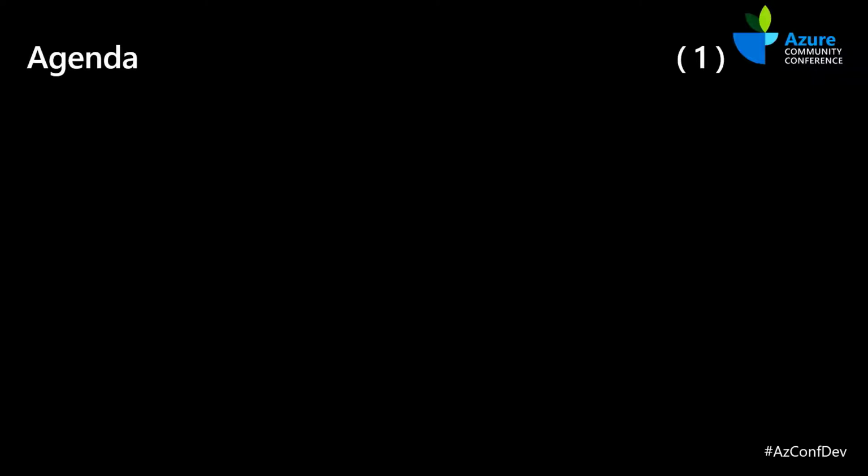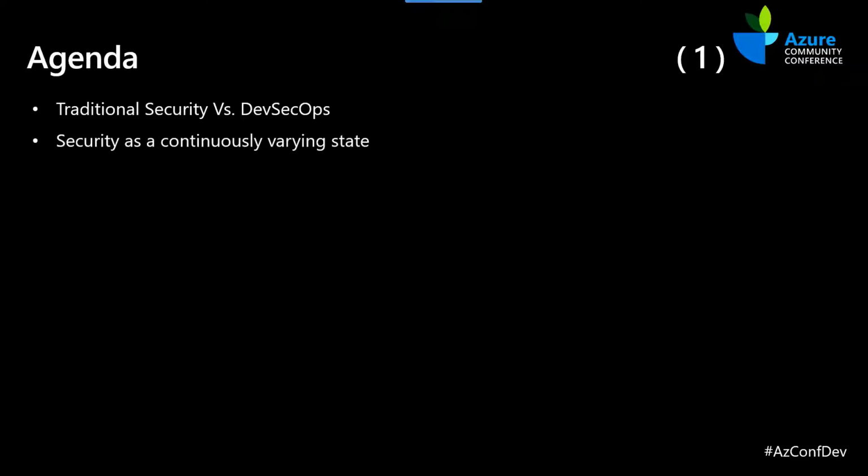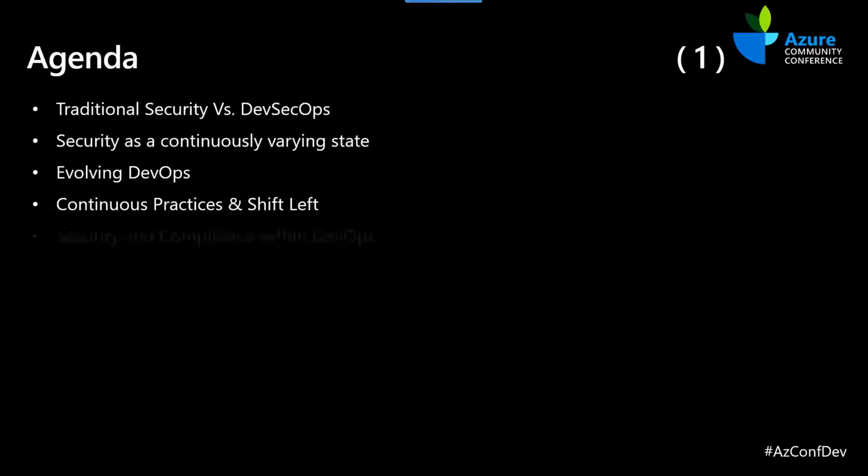Let's see the agenda of the session today. We are going to see a comparison between traditional security vs DevSecOps or Rugged DevOps, so we can see how the security model evolved to keep up with continuous delivery. Then we will start to look at how to treat security as a continuously varying state. Then we will see the evolving of DevOps and how the software development industry has a new paradigm shift. After that, we will talk about the relation between continuous practices and shift left, so we can understand how shift left can affect the continuous practices.